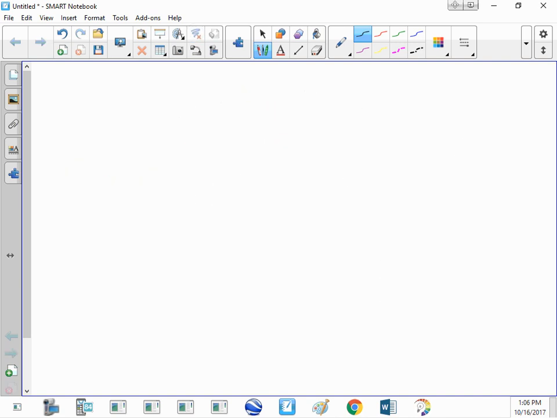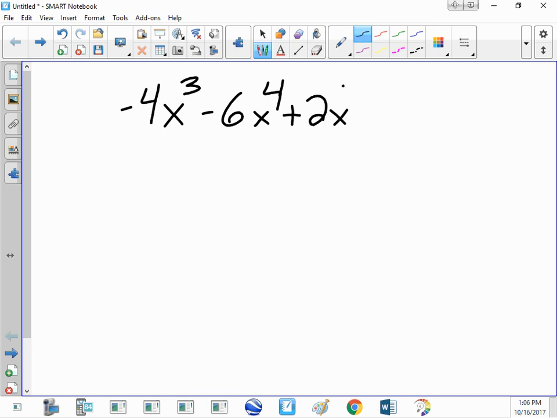So let's do another one. Okay. What type of polynomial is this? 5 terms, which I guess would be a quintinomial, but we never say that. We just say 5 terms. What is the degree? Ooh, 4. It's not in order. I wrote it out of order. The degree is 4. What is the end behavior?